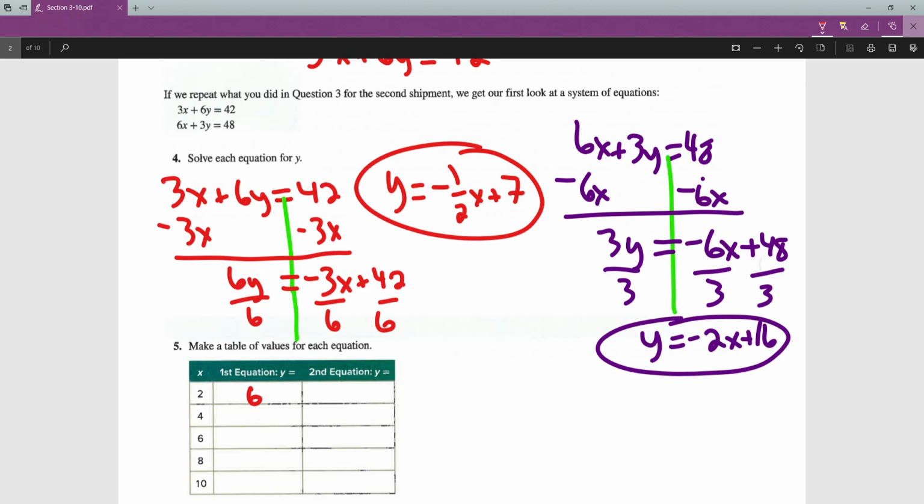So we have 6, 5, 4, 3. You can usually pick up a pattern. I would always verify them, double check using my calculator. For the purple side, I am going to take negative 2 times 2, which is negative 4, plus 16, which is 12. And I thought I switched to purple, but it apparently did not switch for me.